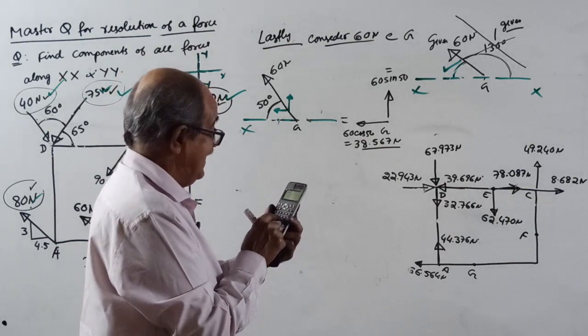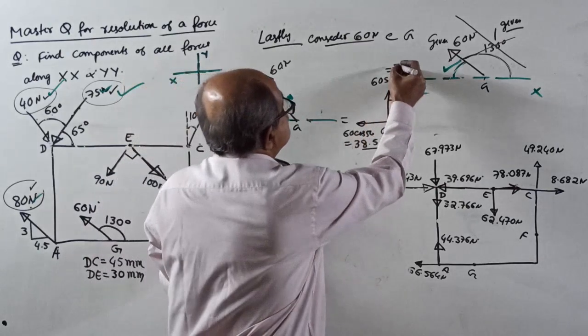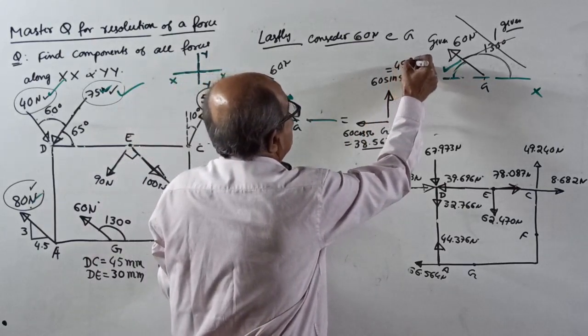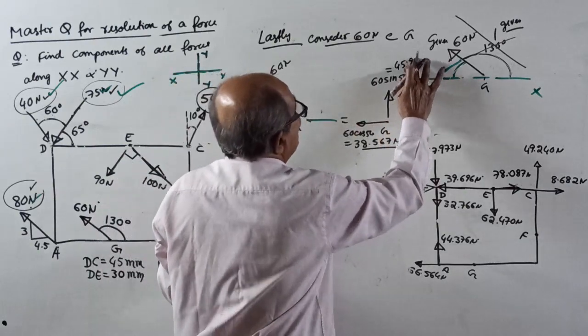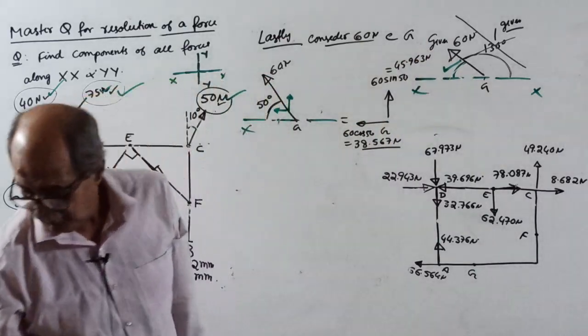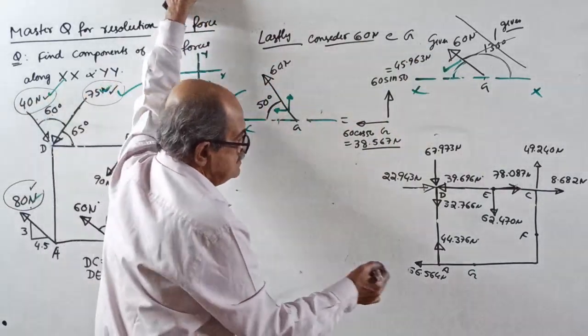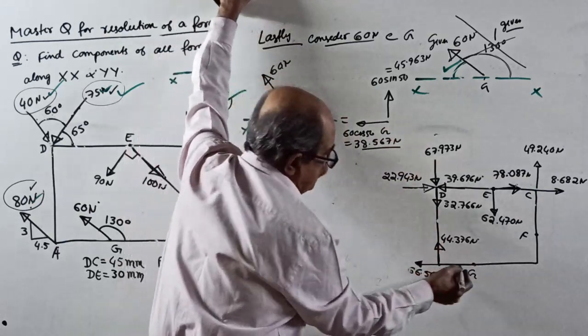Okay, into sin 50. Sin 50 is 45.962. 962 or 3, see? 963. I am very careful. 963 Newton. Okay, over.